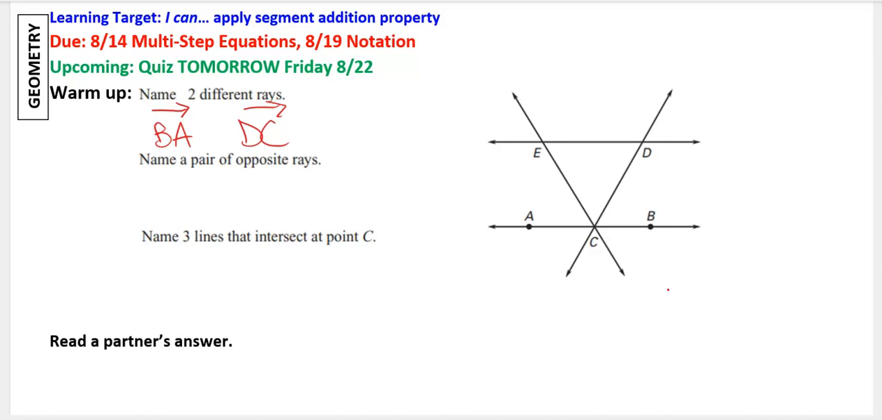Now let's name a pair of opposite rays. Now y'all know opposite rays are going opposite directions, right?